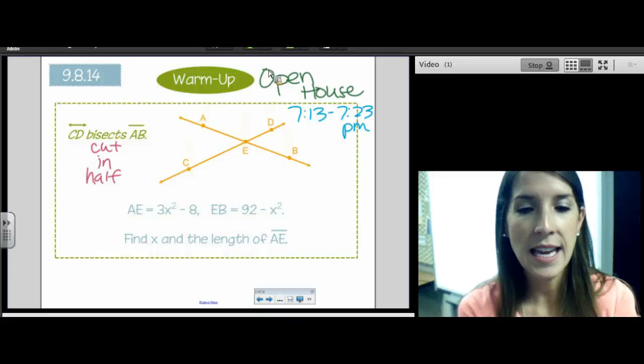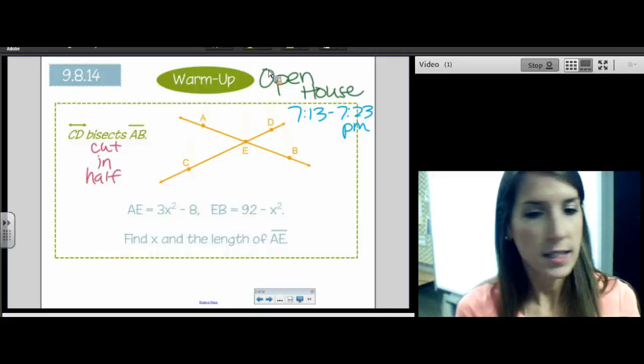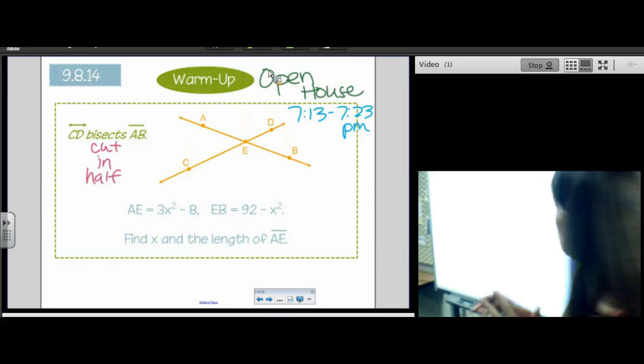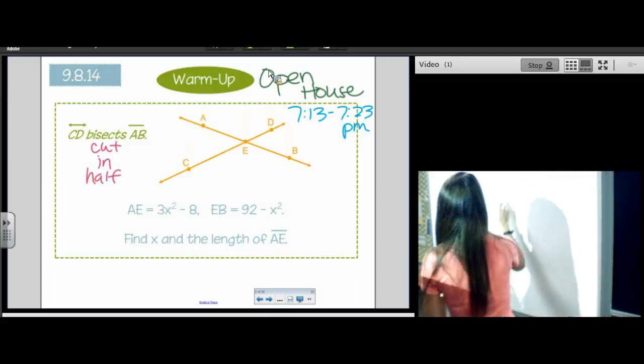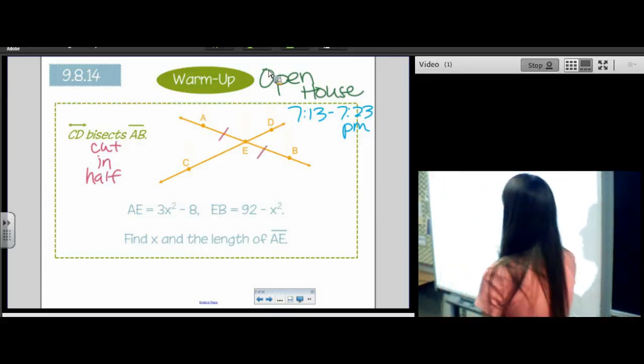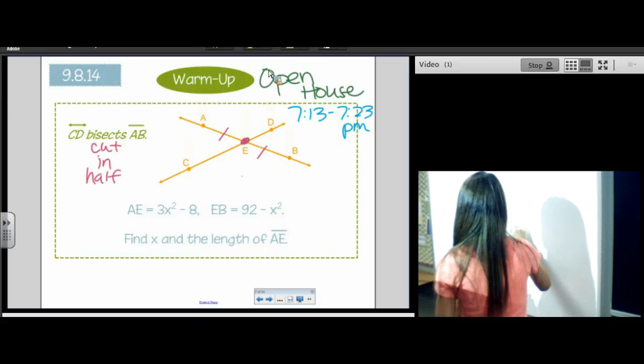So be careful. CD is cutting AB in half. CD is not getting cut in half. CD is cutting AB in half. So the first thing I would do is put tick marks on either side of E. E is a midpoint.